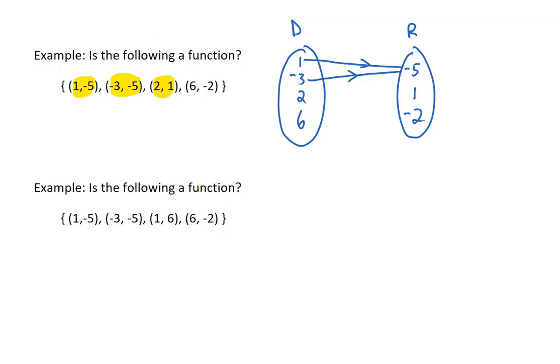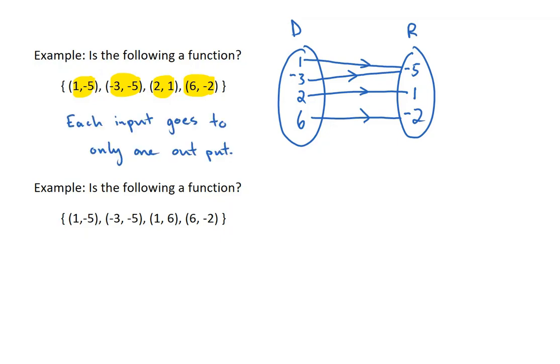The ordered pair 2, 1 tells me that 2 goes to 1. And the ordered pair 6, -2 tells me that 6 goes to -2. So each of my inputs is going to one and only one output. So this is a function. Sometimes I may ask you to explain why, in which case a good answer would be to say that each input goes to only one output.